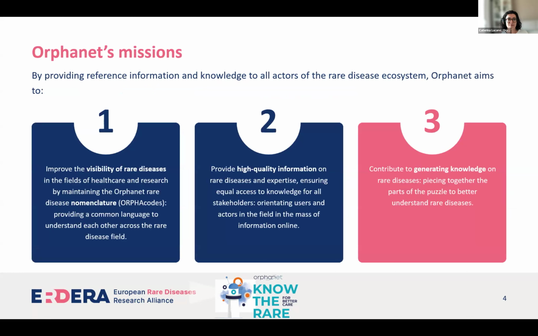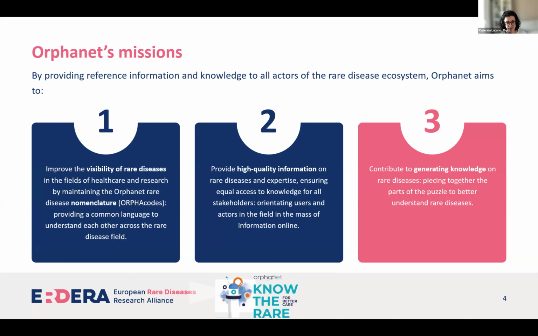Orphanet's mission is, by providing reference information and knowledge to all actors of rare diseases, to improve the visibility of rare diseases in the fields of healthcare and research. And we do so by maintaining the Orphanet rare disease nomenclature, what we call Orpha codes, to code rare diseases. In doing so, we want to provide a common language to understand rare diseases across the rare disease fields. Our second goal is to provide high quality information on rare diseases and expertise, and to ensure equal access to knowledge for all stakeholders.